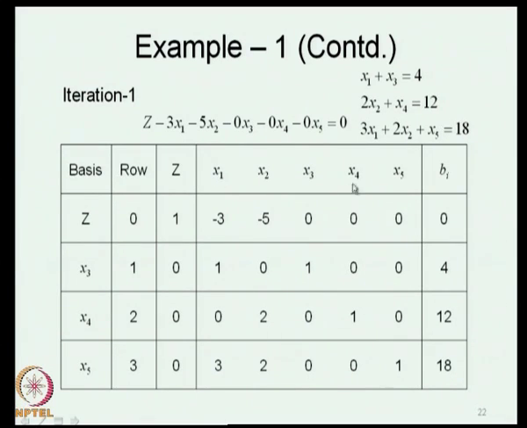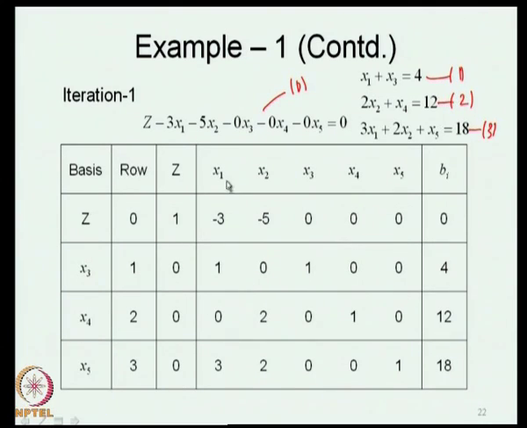Then we write all the variables x 1, x 2, x 3, x 4, x 5. So, these are the variables of the problem. Each of these columns will consist of the coefficients in that particular row of this particular variable. So, row 0 has a coefficient of minus 3 for x 1. So, we write minus 3. Row 1, which is this row, for clarity I can as well write. So, this is row 1 and this is row 2 and this is row 3 and this is row 0.